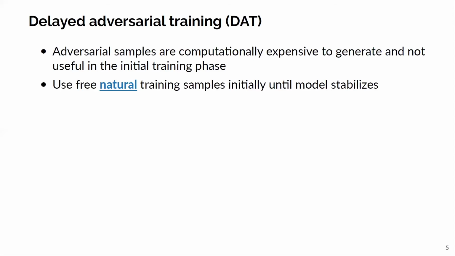So we propose to replace the adversarial samples in the initial phase of training with some other samples until the model stabilizes and reaches a phase where adversarial samples can be useful. In this work, we decide to use natural samples because they are really free and there's no time taken to generate them because we already have them and they're already available. Furthermore, we would want our final model to perform well on natural samples anyway, and in regular adversarial training, the model may never actually see natural samples.